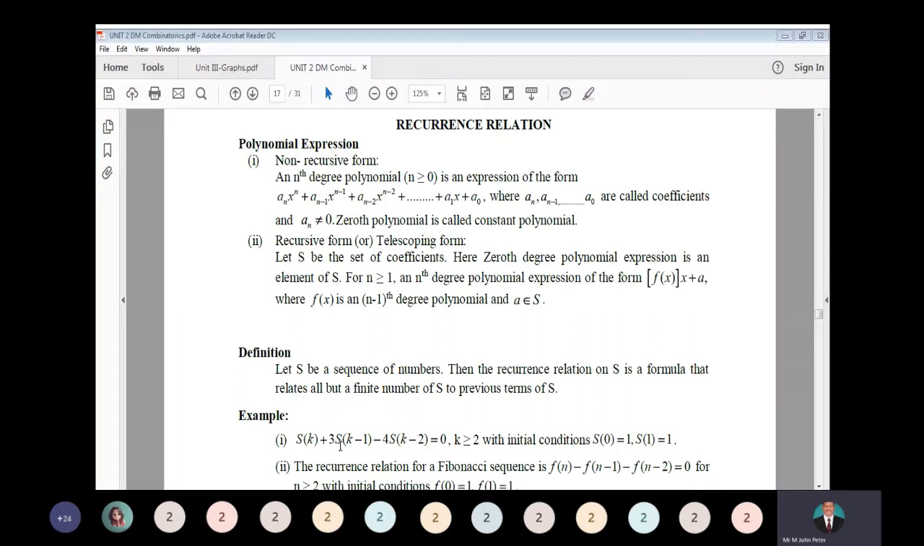Recursive form, or telescopic form. Let S be the set of coefficients. Here, a zeroth degree polynomial expression is an element of S. For n greater than or equal to 1, an nth degree polynomial expression is of the form f(x) times x plus a, where f(x) is an (n-1)th degree polynomial and a belongs to S.